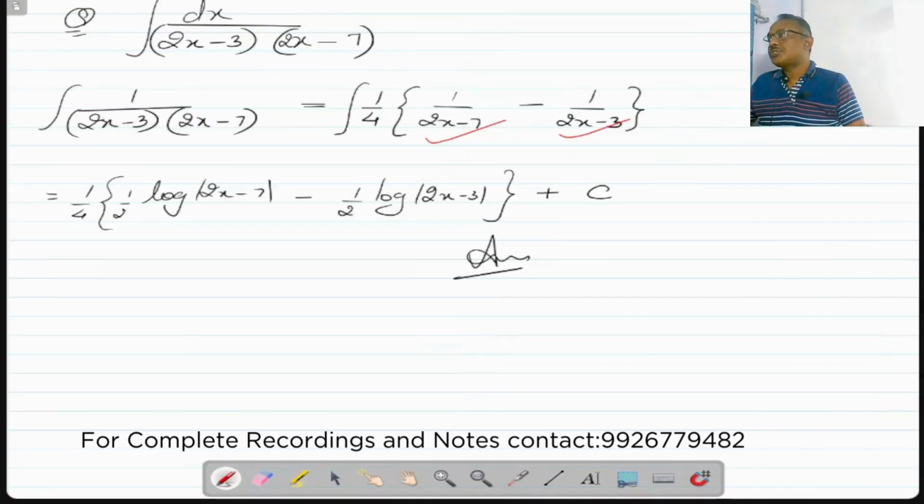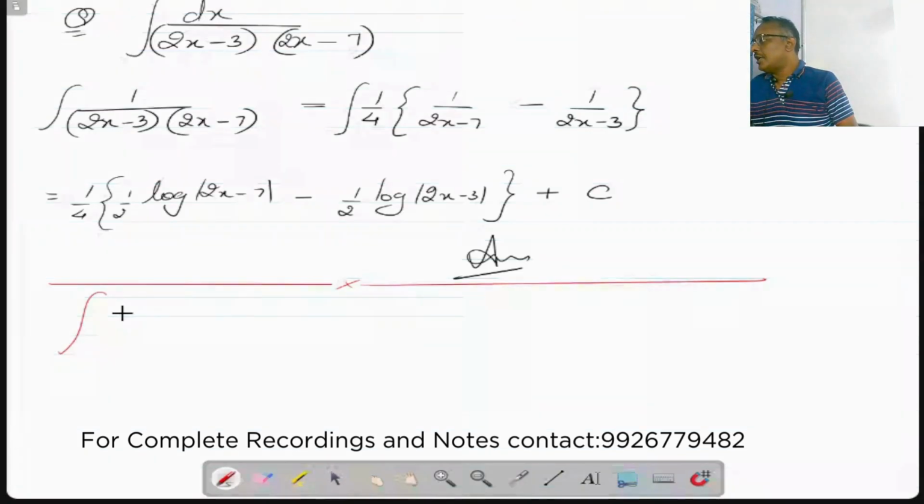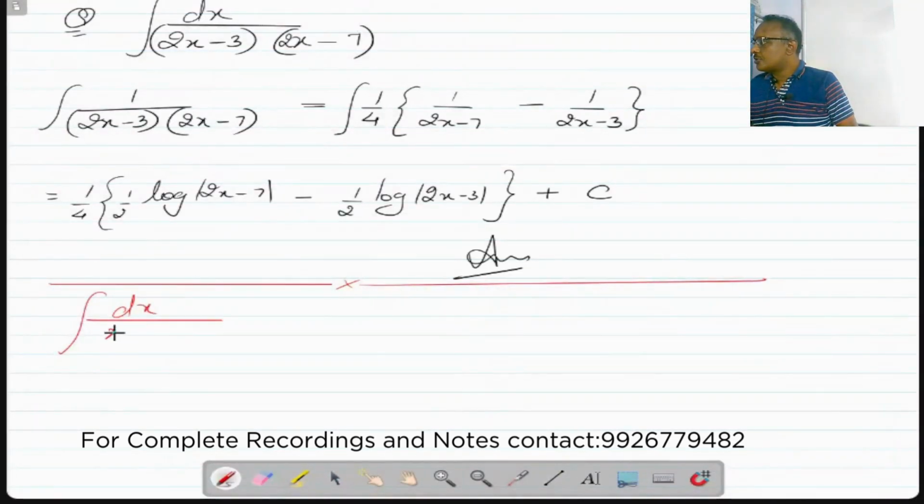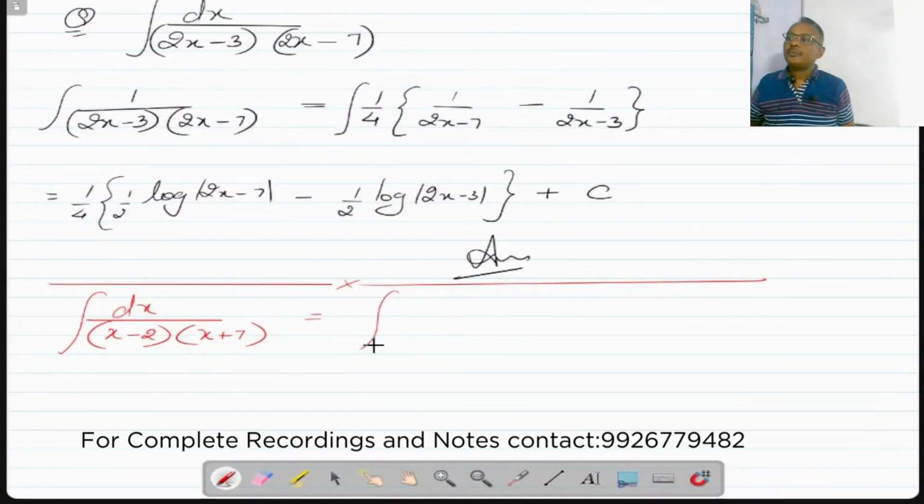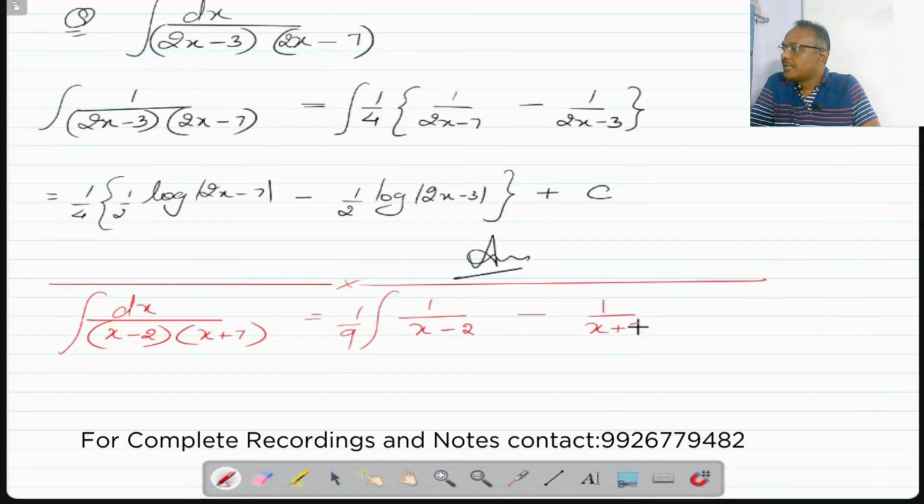And once we managed to divide, like I'll give you an example, say, supposing you are asked to integrate dx upon (x minus 2)(x plus 7). What can you replace this as? Come on. 1 by 9, 1 upon x minus 2 minus 1 upon x plus 7.